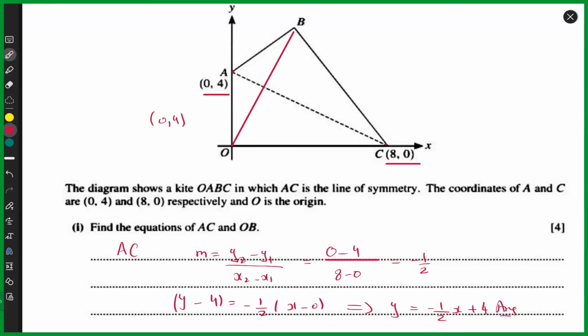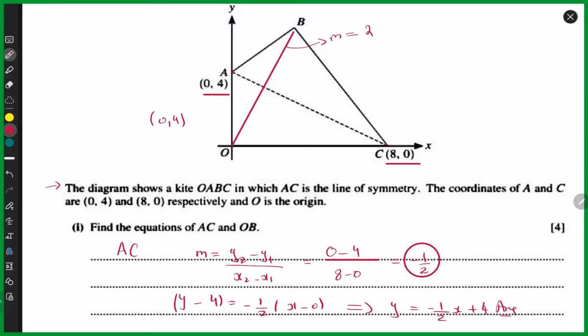Excellent. This is why it was specifically mentioned that it is a kite-shaped figure and AC is a line of symmetry, because at times, whenever the examiner gives the diagram, it looks like this would be the case. But using some properties, we know that the red line, OB, is going to be perpendicular to AC. This means that the gradient of this line is going to be the negative reciprocal of this. This was minus 1/2, so this is going to be 2.